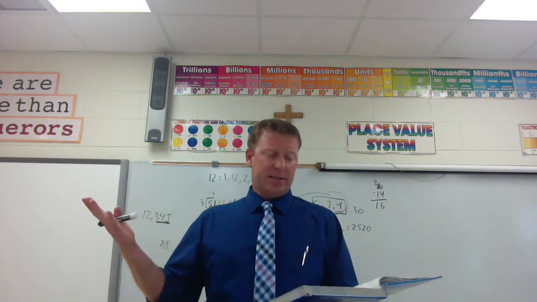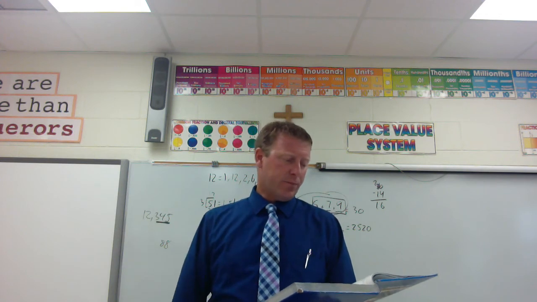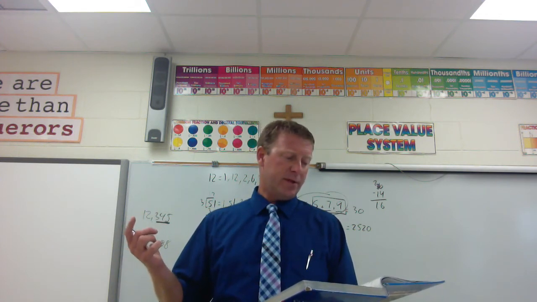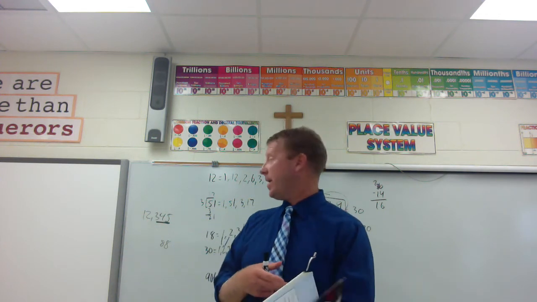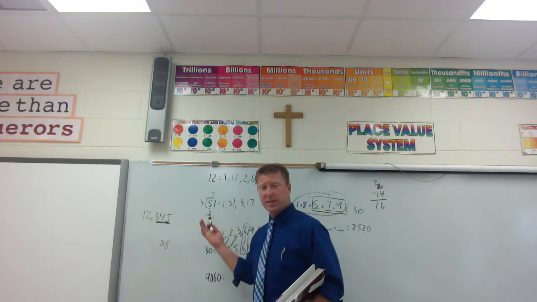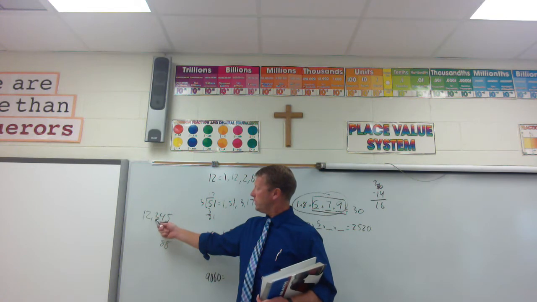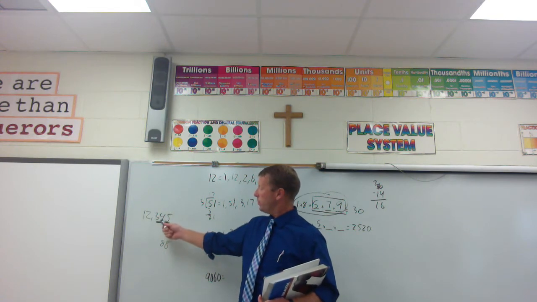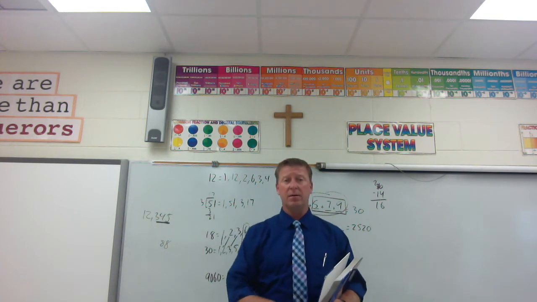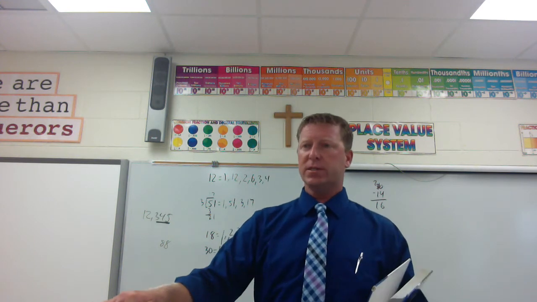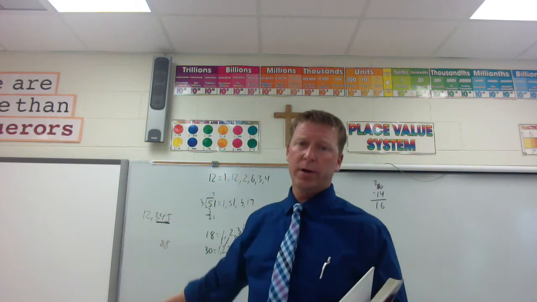For 5, it has to end in 0 or 5. For 10, it has to end in 0. For 3, it says if I take the sum of the digits and it can be divided by 3, then it's in there. That was 51. 1 plus 5 is 6, it's in there. For this one, 1 plus 2 is 3, plus 3 is 6, plus 4 is 10, plus 5 is 15. It adds up to 15, 3 goes into 15, so 3 would go into that one.